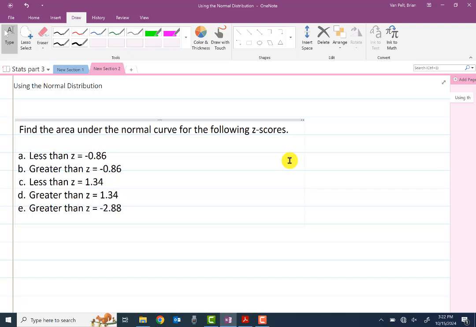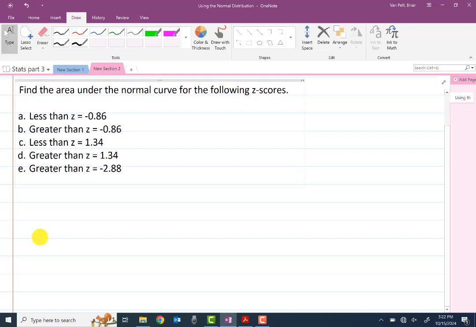Okay, here's the first problem. Let's start with A, and it tells us that we want to find basically the area to the left of z equals negative 0.86. So let me get a picture of this situation.